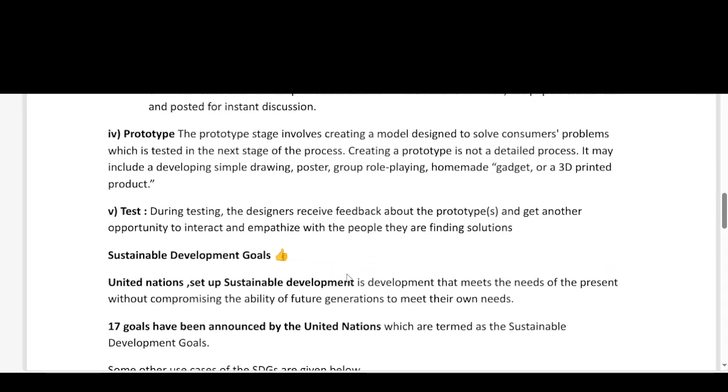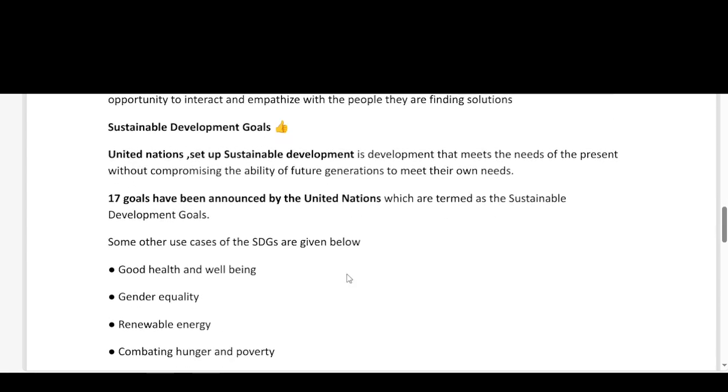Sustainable Development Goals. The United Nations set up sustainable development, which means meeting the needs of the present without compromising the ability of future generations to meet their own. 17 goals have been announced by the United Nations, which are termed as Sustainable Development Goals.